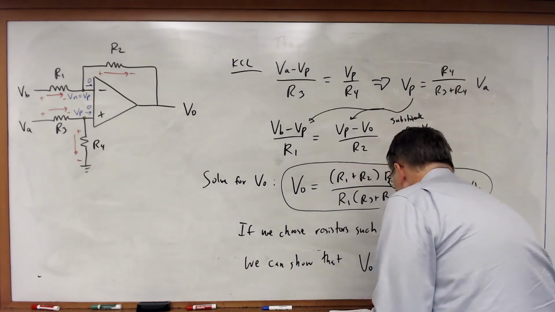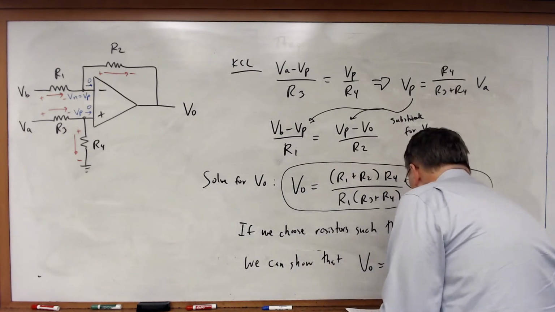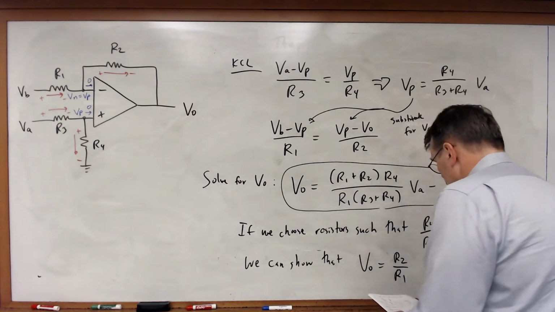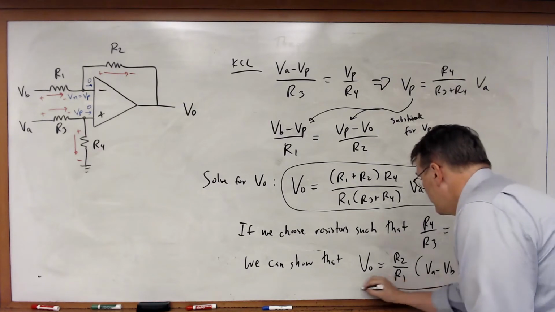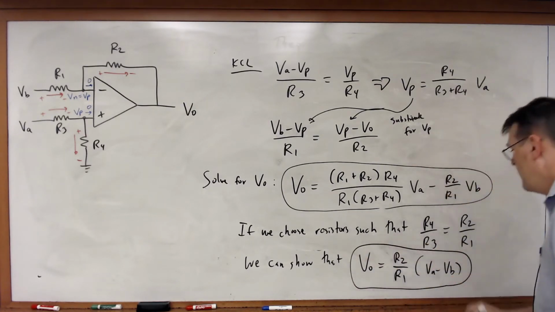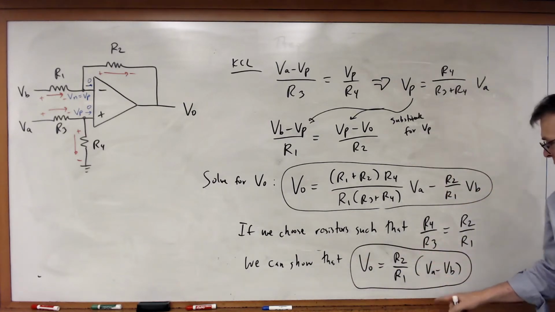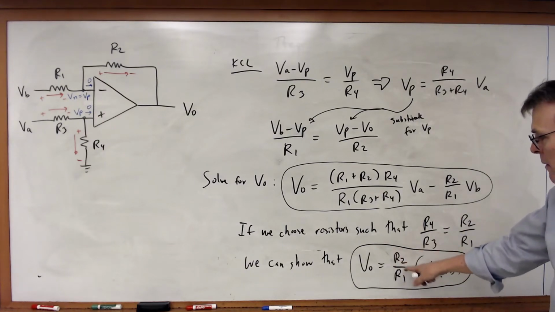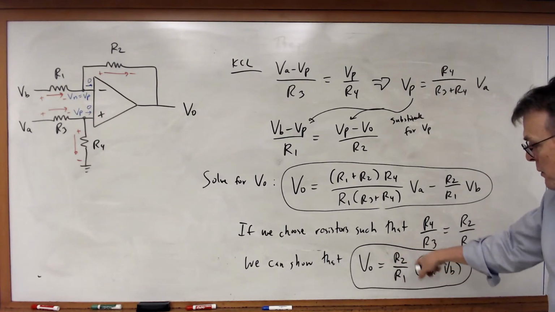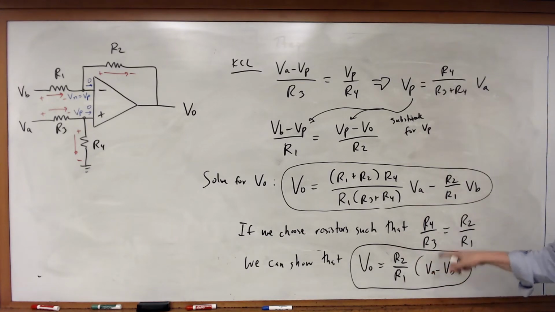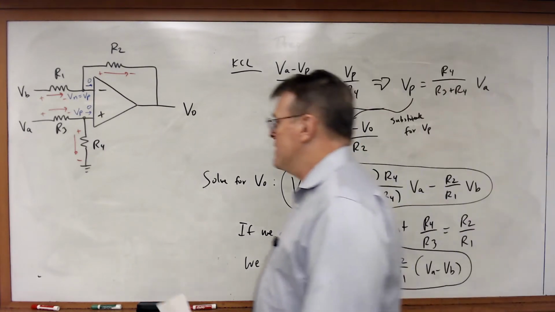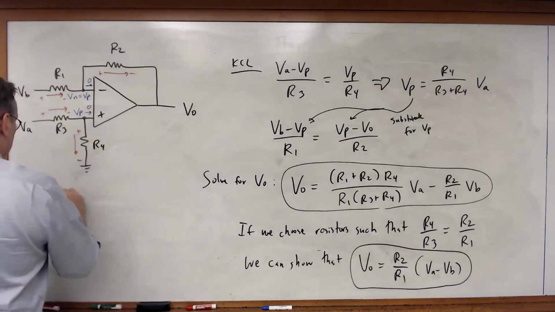In this case, VO will be equal to R2 over R1 times VA minus VB. Now what do we have? We have a circuit where we have an output that's equal to a closed loop gain multiplied by the difference, not the sum, the difference between two voltages. And in fact, we call this a difference amplifier.